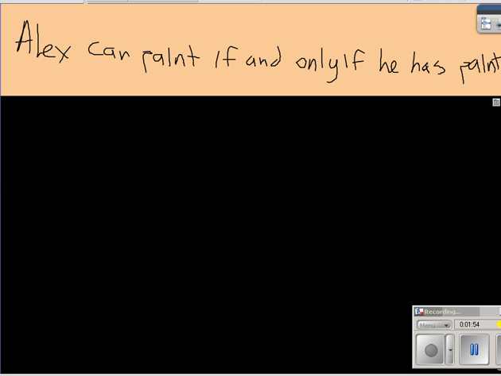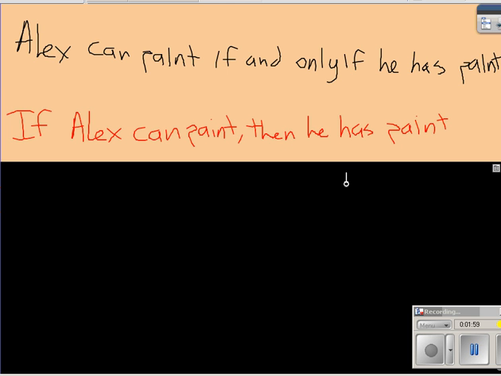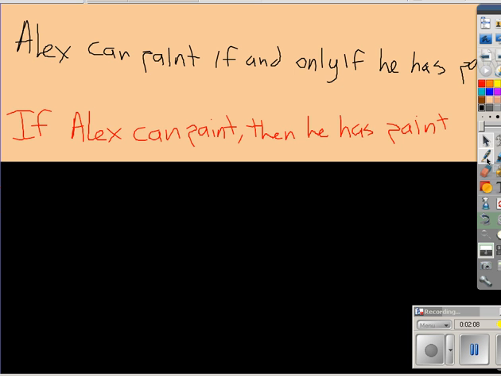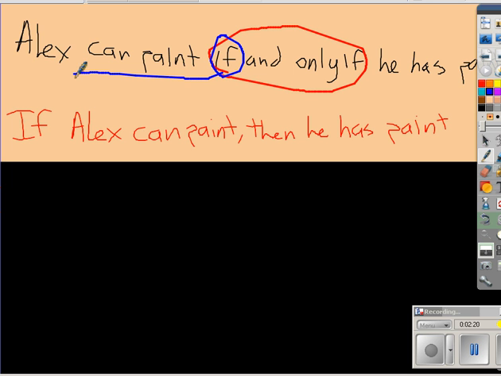If we read that forwards as a conditional, it would look something like this. If Alex can paint, then he has paint. So we've taken out that if and only if piece, and we've replaced it with our if-then. If we read this forwards, we're taking that if here and putting it at the beginning, and this and only if is really becoming our then. So Alex can paint if and only if he has paint. Read forwards, it says if Alex can paint, then he has paint.